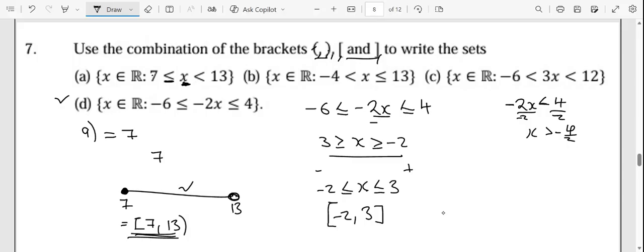So if you are to present on a number line, you say we have negative 2 and 3. You cross them like that. You dash them like that. This is on a number line. As intervals, you write them like that. Yes. These are all closed intervals.